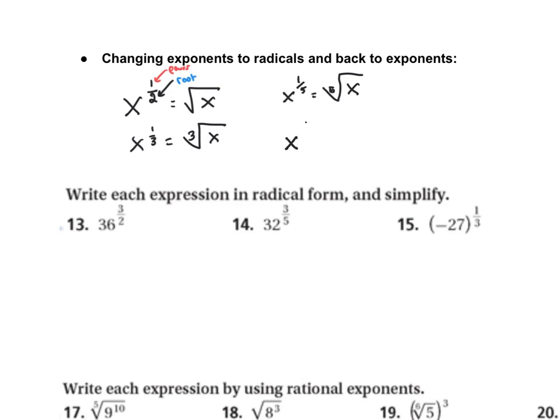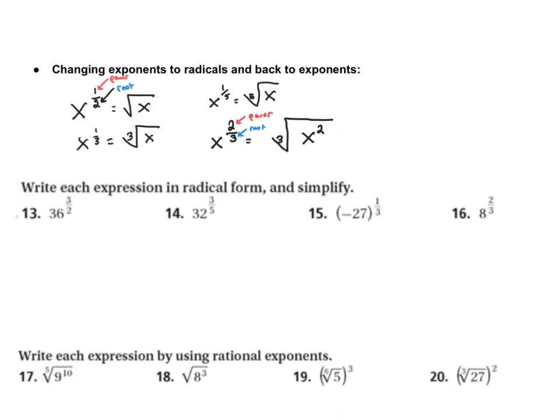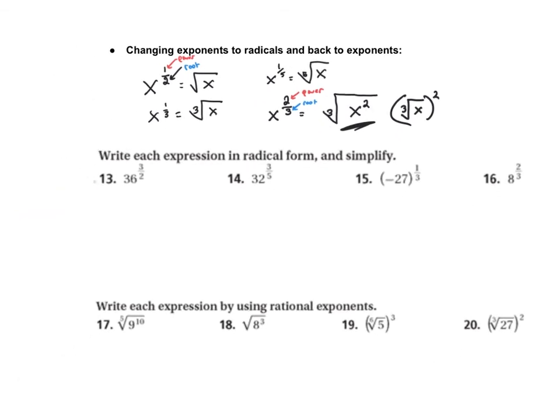But check this out then. What if I said x to the 2/3? Okay, power on top, root on bottom. Okay, power on top, root on bottom. So I'm going to go cube root of x squared, x to the 2nd power. Or you could write it as cube root of x, squared. It doesn't matter which way you write it, right? They're going to give you the same result. Typically, we write it like this, right? The power underneath.